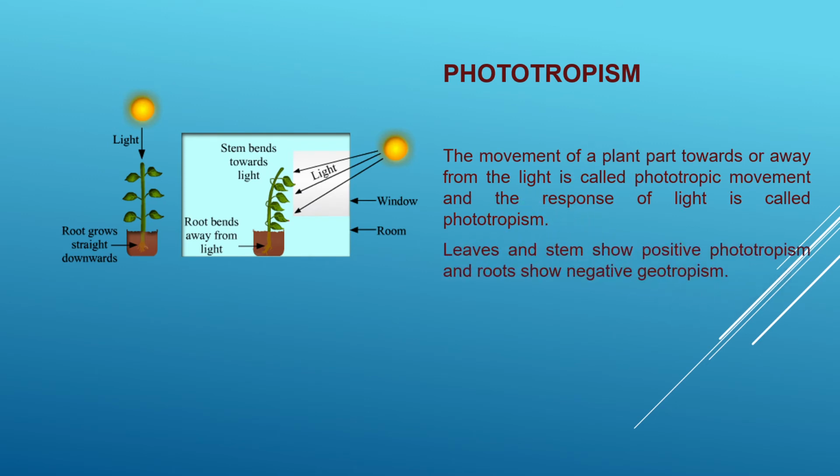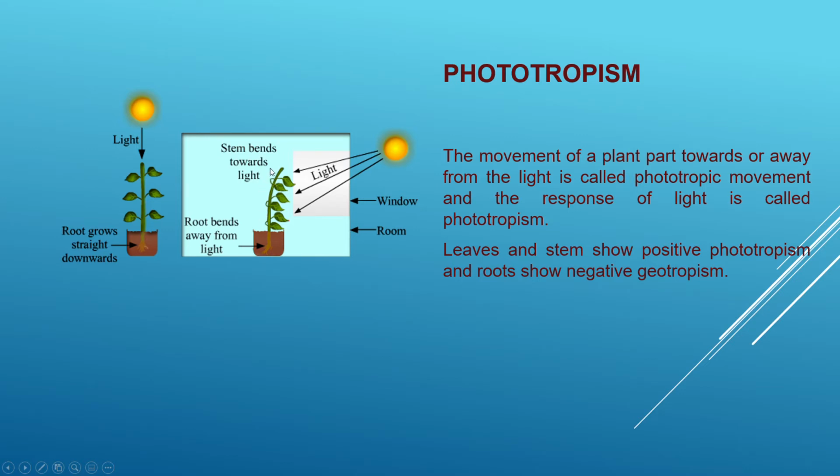What do you mean by phototropism? Here in the picture you can see a small sapling at the top. The root bends away from the light, and the shoot grows towards the light. That means the light comes from outside, the sunlight comes from the window, and the shoot part, that is the stem, leaves and flowers, bends towards the light.